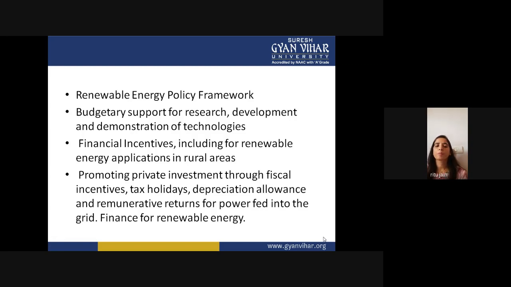So actually the government gives a subsidy if you are setting up a solar power plant, and if you are supplying the power fed into the grid. So there are some policies which motivate us to reform our energy sector in the field of renewable energy resources. So India can easily grow in this sector and for the economic growth of our country.